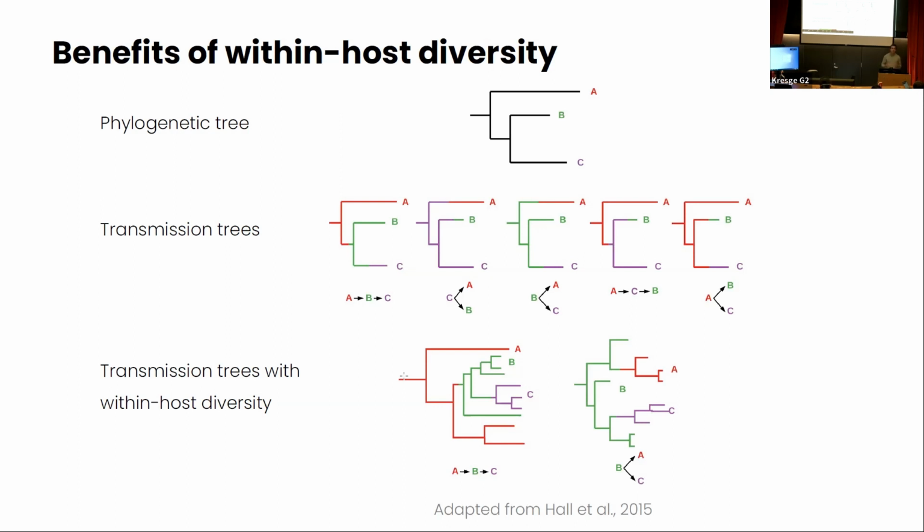But if we start getting more genomes per person, we can start to disentangle some of these things. So if we observe that all the genetic diversity of person C was nested within person B, which was nested within person A's genomes, then we might be pretty sure that person A infected person B, who then went on to infect person C.